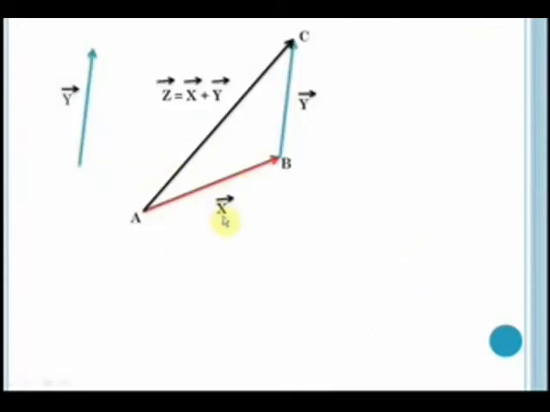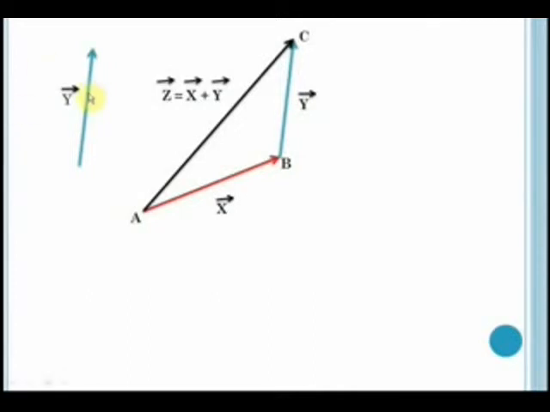Let us say that x and y are the two vectors which we need to add. Let us say that A is the initial point of vector x and B is the terminal point of vector x. Now let us say that this is a vector y. Now we can draw infinitely many vectors which are equal to y, such that they have the same magnitude and the same direction as this vector.